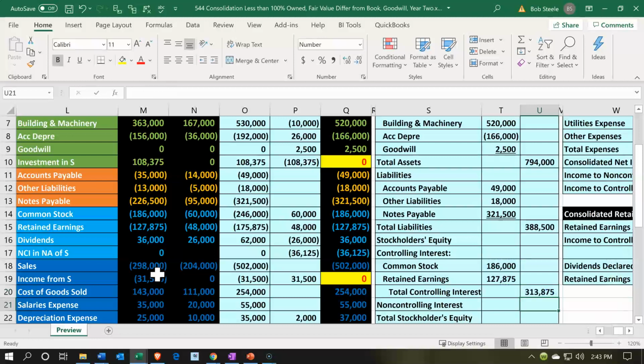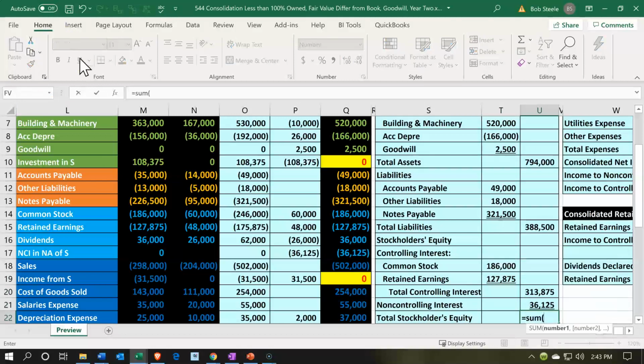And there we have that. And then we got the non-controlling interest here. I'll just put that right below here. That's going to be the 36,125. Let's get an underline on this, and let's get an underline here, and then we'll sum that up. That's going to be the total equity.